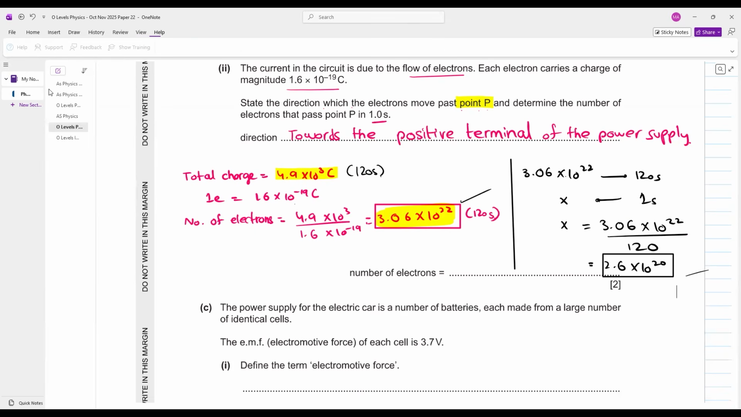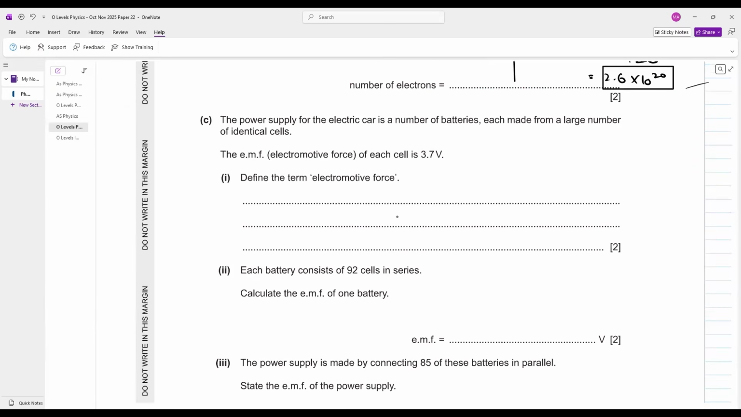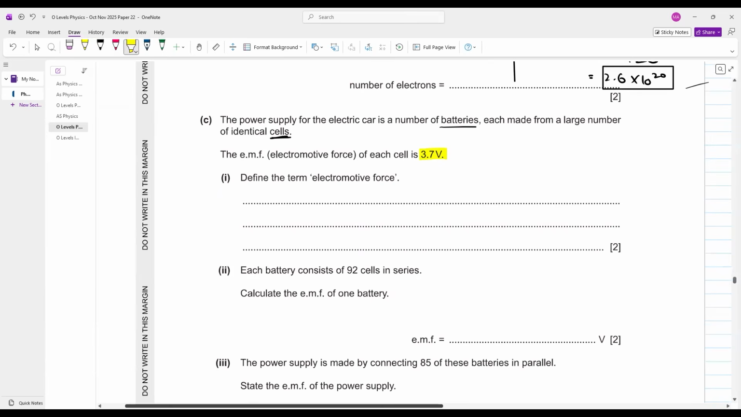Simple. The power supply of the electric car is a number of batteries each made from a large number of identical cells. अच्छा जी, आपकी batteries बनी हुई हैं from identical cells. Each cell has an electromotive force of 3.7 volts. अच्छा जी, आपकी electromotive force क्या है? 3.7 volts. Perfect. So you have to define the term electromotive force. बेटा, electromotive force की क्या definition होगी?